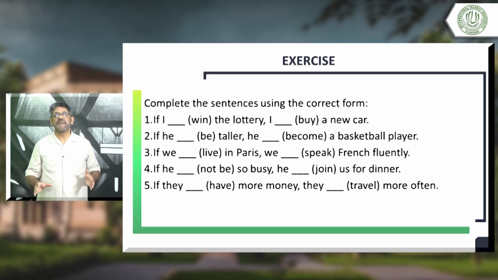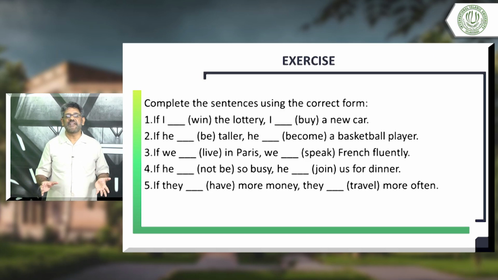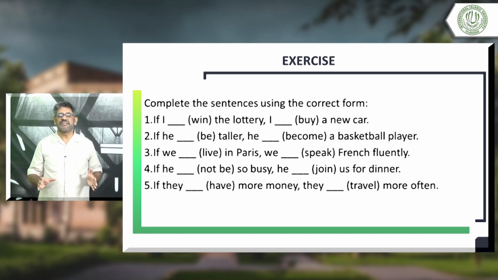So traveling depends on money. It's just thinking, whenever we are using these sentences, if I was taller, if he was taller, you see, this means he's not tall at the moment. If we lived in Paris means we are not in Paris. We are not living in Paris. If we say, if he wasn't so busy, you see, this shows he's busy.